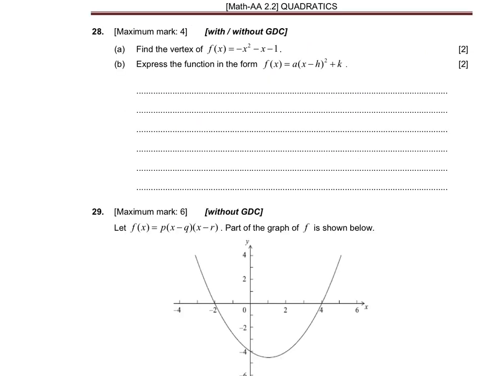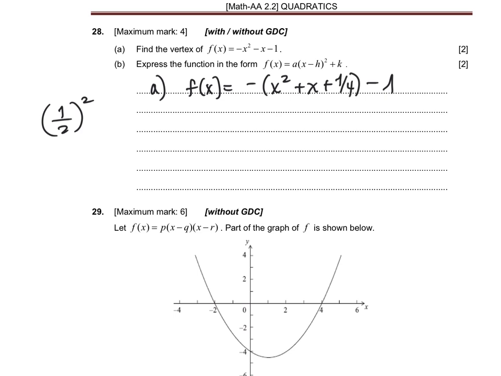Find the vertex, so we will factor out the negative 1. That's going to be x squared plus x, and we'll leave the minus 1 over there. Half the middle term squared. And we didn't add 1/4, we added negative 1/4, so we have to add 1/4. So if we factor this, it's x plus 1/2 squared, and that's minus 3/4.